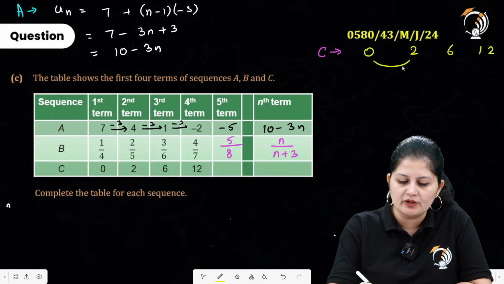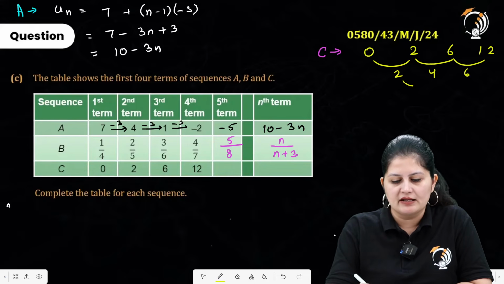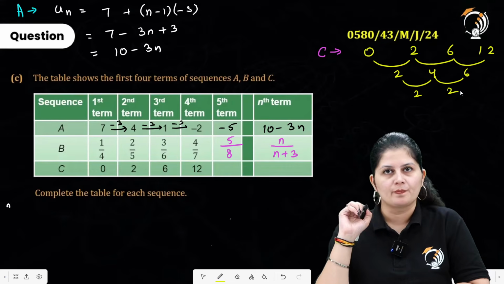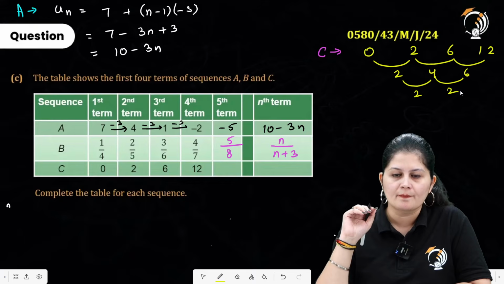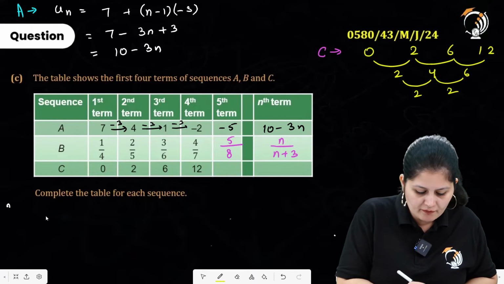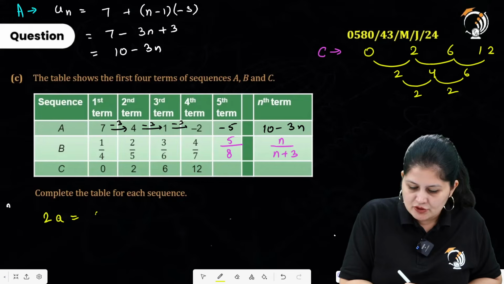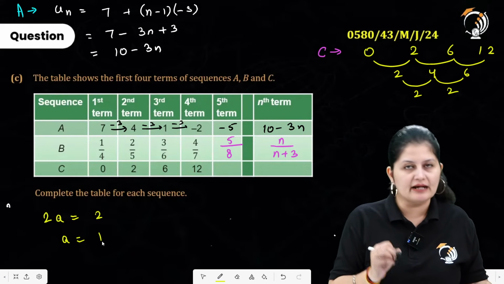Now, the first difference is 2, here the difference is 4, here the difference is 6. Now, the second common difference is 2, then again it is 2. So what we can observe here is that it is following a quadratic rule. So clearly, we know that 2a would be equal to 2 here. So we are going to get a is equal to 1 here. That is what we can understand.